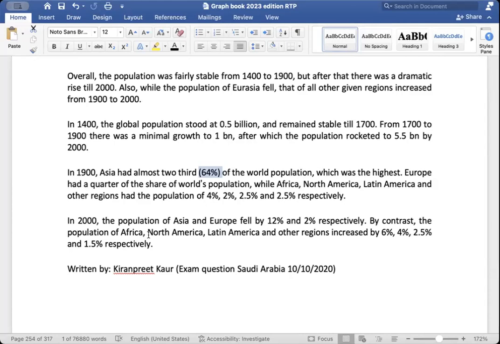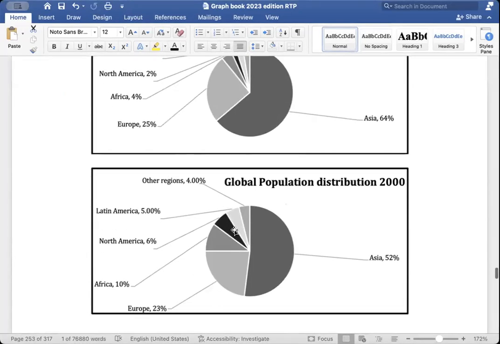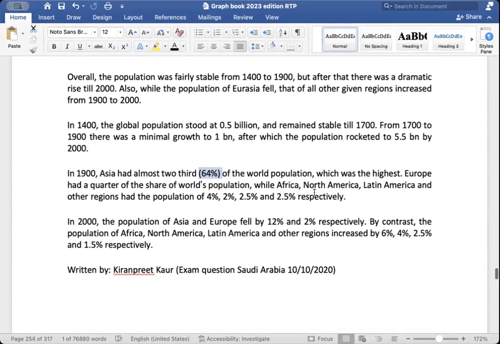Okay. So in 2000, the population of Asia and Europe fell by 12 and 2%. See, the population of Asia fell by 12% and population of Europe fell by 2%. By. So are you noting the preposition by? Yes, ma'am. If I had written fell to, then what would be the figure after 2? 64 or 52, and 52. Fell to 52 and 23. Okay, and fell to 23%. But fell by 12 and 2%.